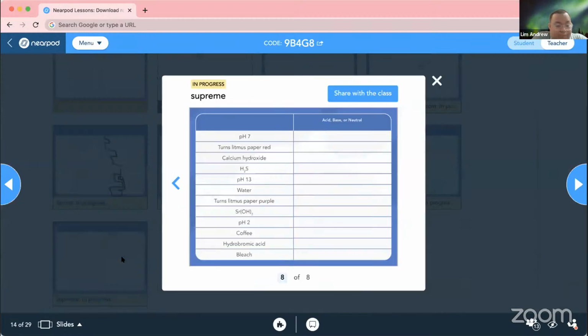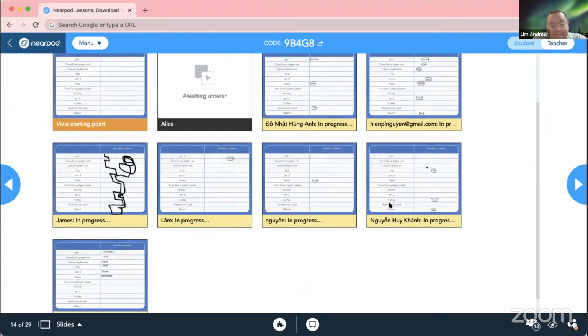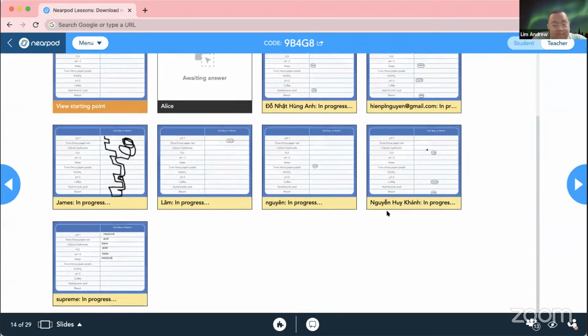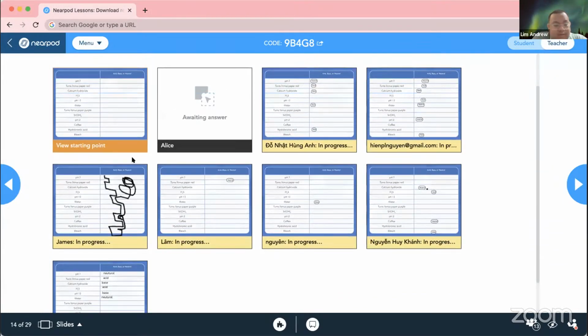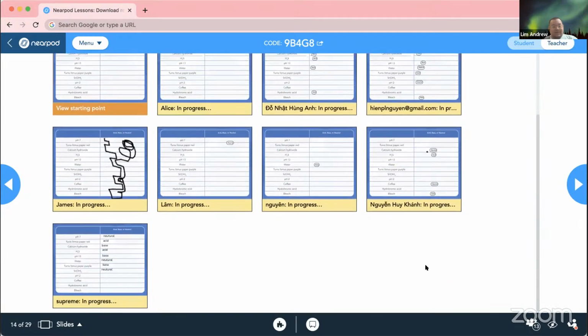We have Supreme. Neutral, acid, base, neutral. Well done. So far, so good. Let's look at other people now. Well, we have currently 13 students in the class. So let's see whether you can get the answer.